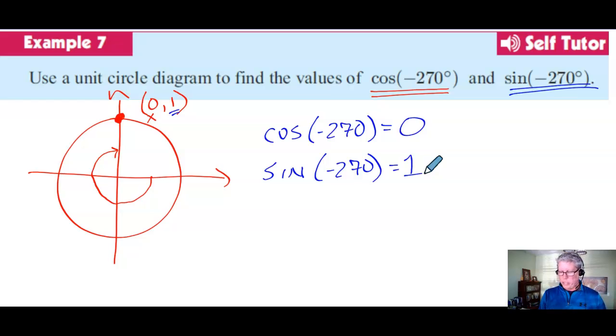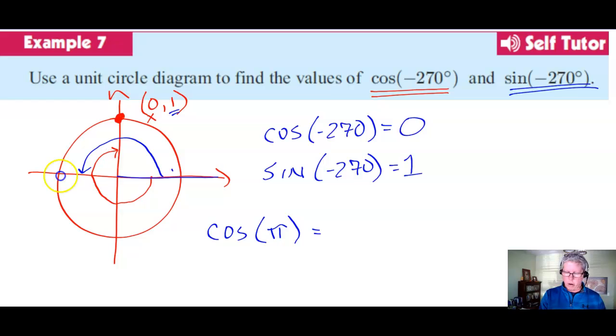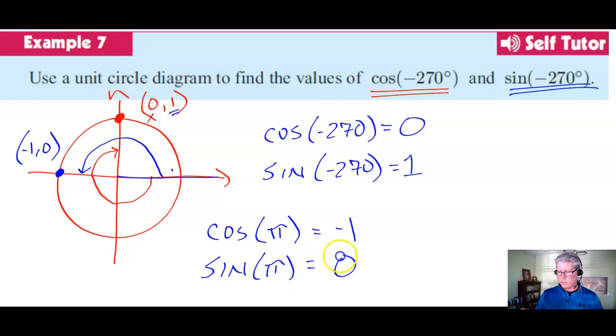Let's try another one. What is the cosine of pi? Well, what's the angle pi? We start at the positive x-axis and we rotate positive, so that's anti-clockwise. Pi is exactly 180 degrees. So our point is right here. We know the coordinates of that point are negative 1, 0. The cosine is the x coordinate, so we would say that's negative 1. And the sine of pi is equal to 0.